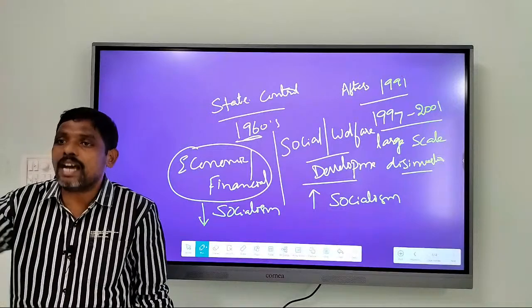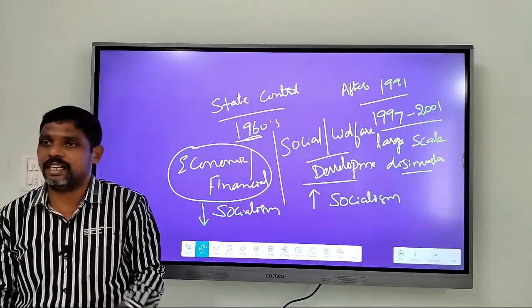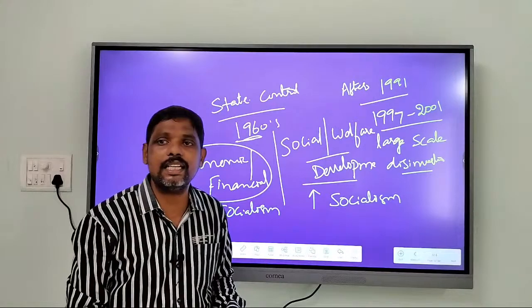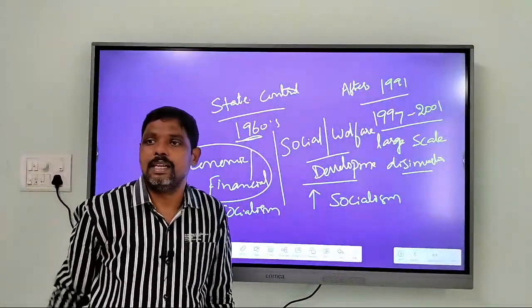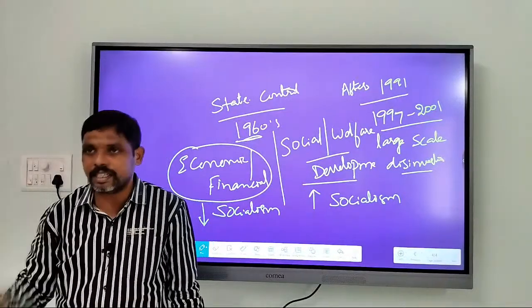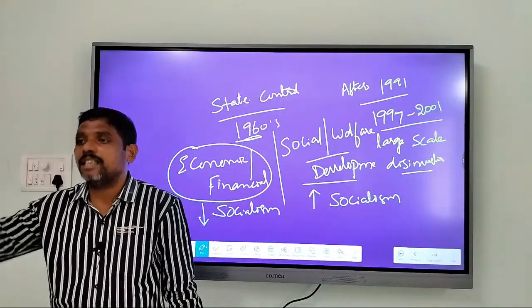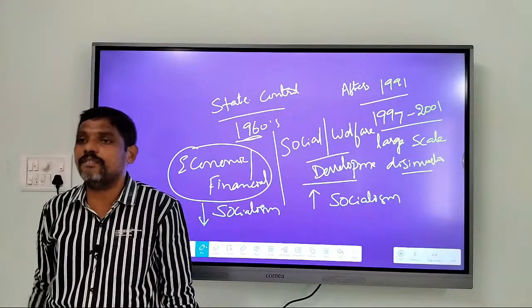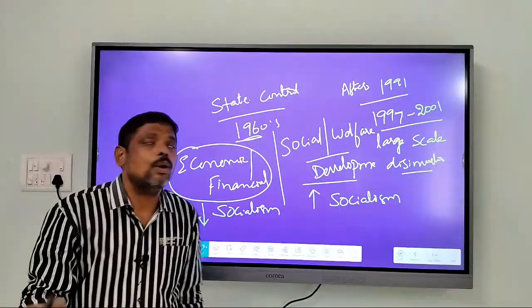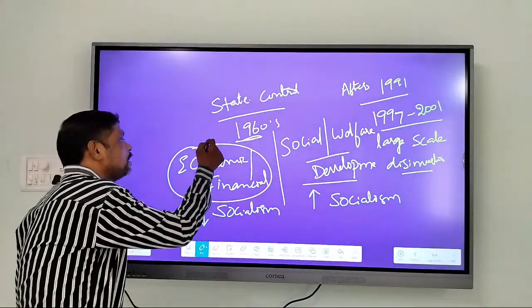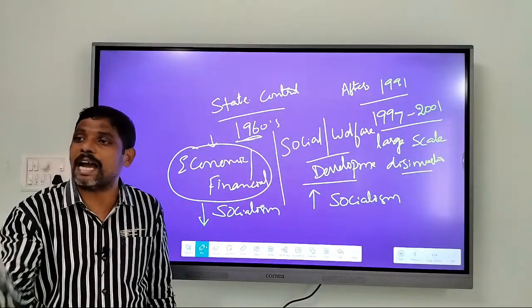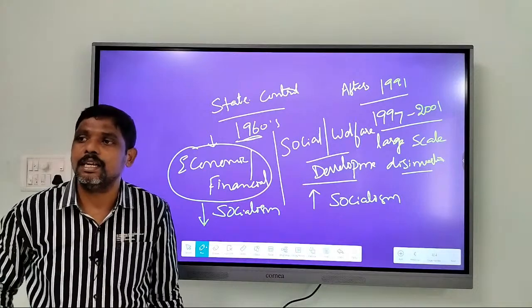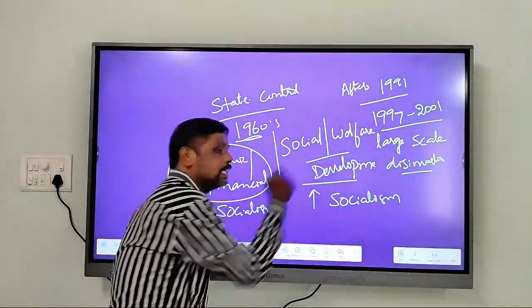So until we achieve the goal of welfare state, there is relevance for socialism. The relevance for socialism will be there as long as we achieve the goal of welfare state. Though the importance has come down in the financial sector and in the management of public sector units, still it is there in development.